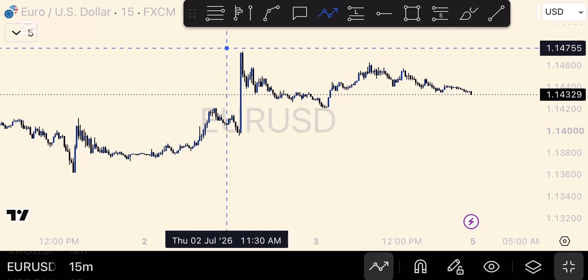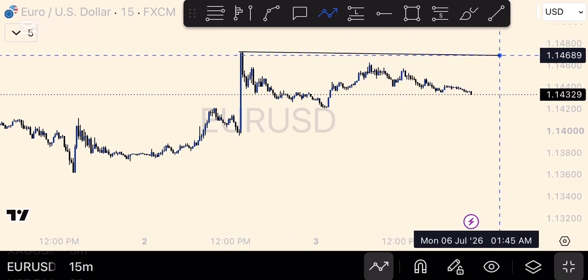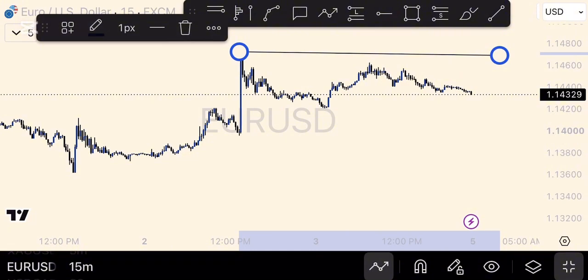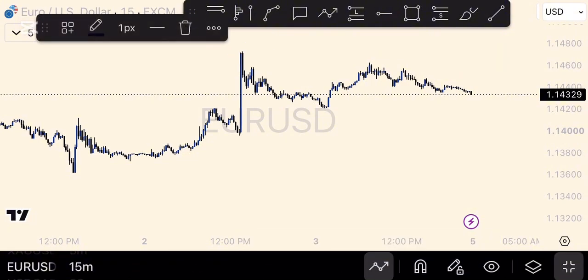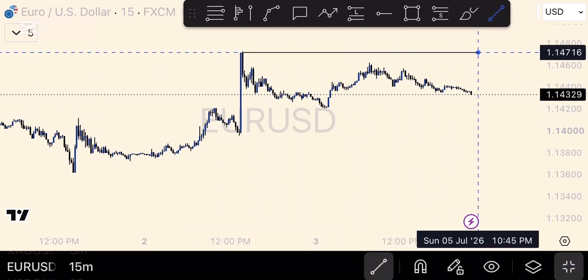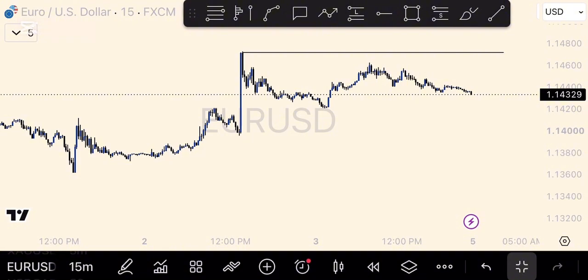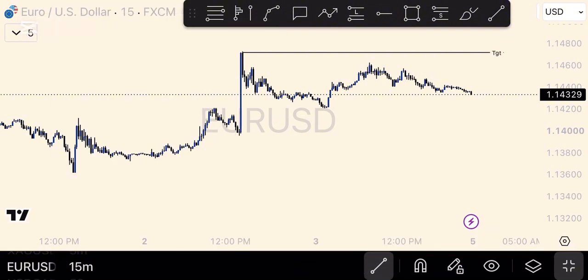we mark the recent swing high, which is this, as our draw on liquidity, or you can call it a target area. I prefer calling it a target area. So I'm going to mark it out like this and label it with TGT, which is our target.